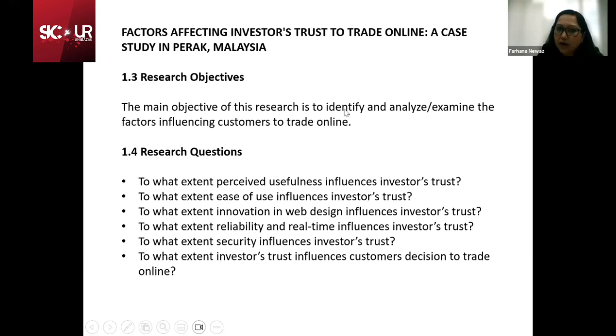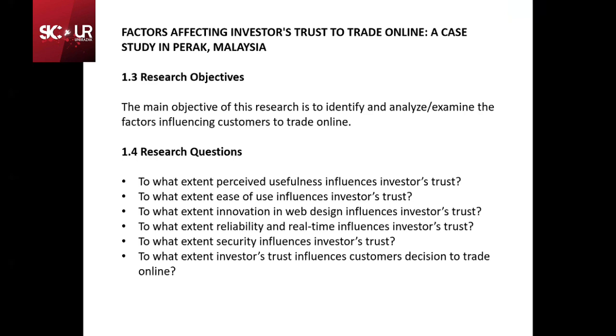So you can also make it a sub-objective. A sub-objective could be to identify whether there is any relationship between perceived usefulness and investor trust, or between the ease of use and investor trust. You can just copy this and put it here to make it a sub-objective. Noor Hayati, right? Yes, Prof. Correct. So this way you can also come up with sub-objectives. No problem on that.